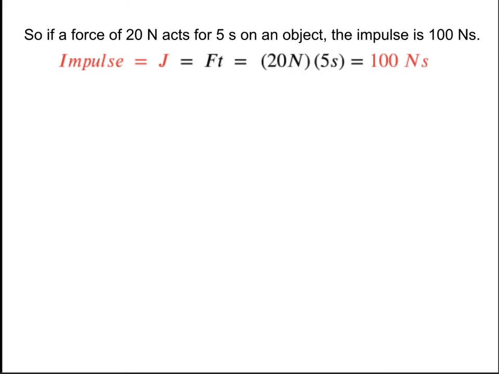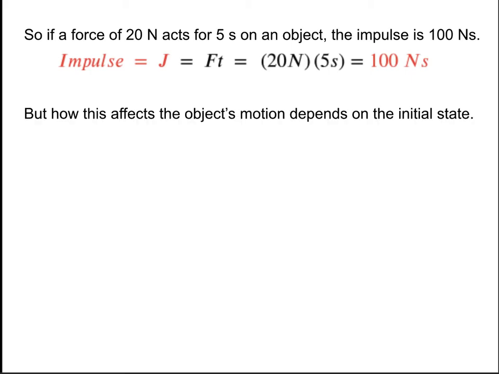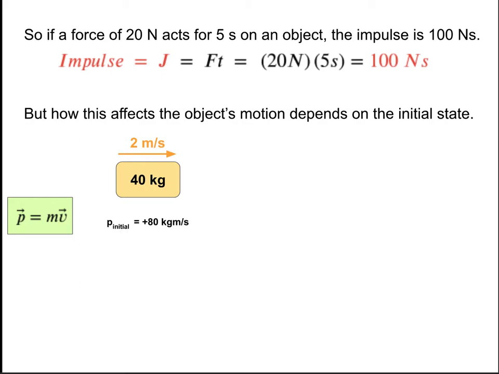Let's see how this impulse affects two different objects and helps us predict their motion. It depends on what the initial state of the object is. So we're going to look at two objects that actually start with the same amount of momentum. First, we'll look at a 40 kilogram object moving at 2 meters per second to the right. And remembering that momentum is m times v, we'll just multiply these numbers together, and let's call to the right our positive direction, the way we often would do.